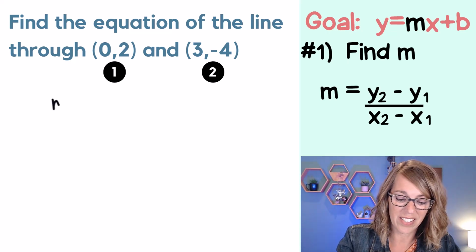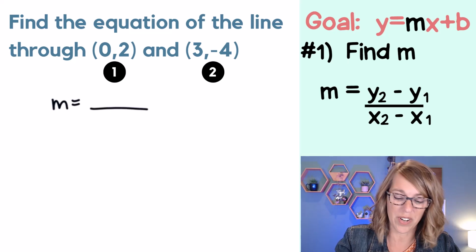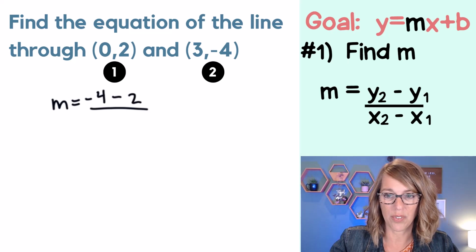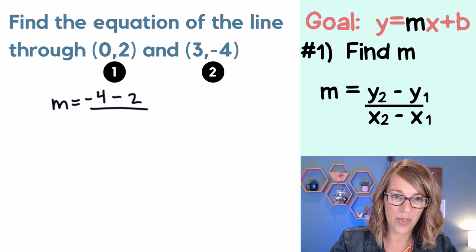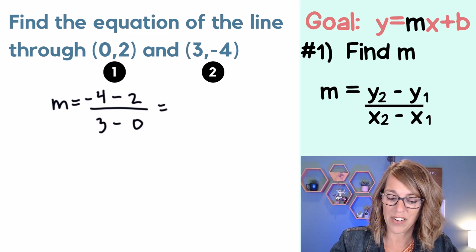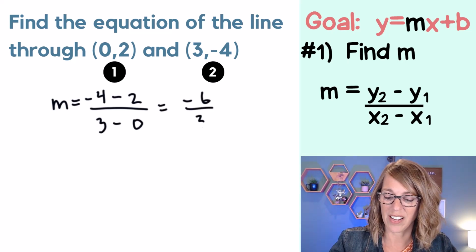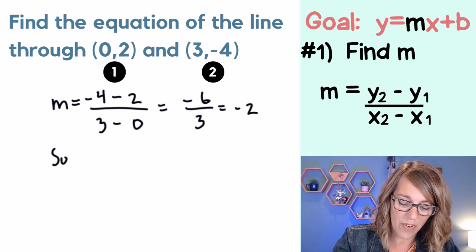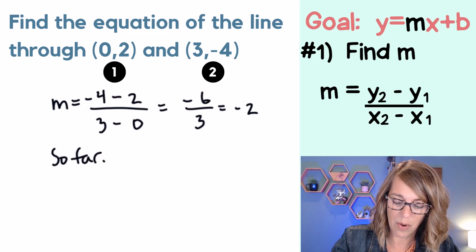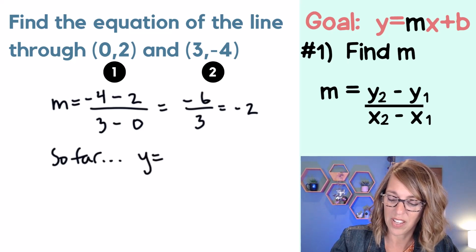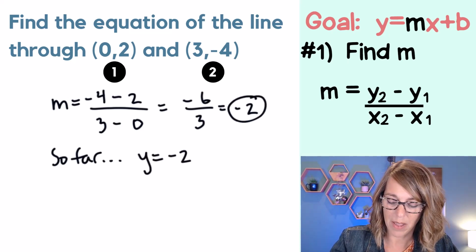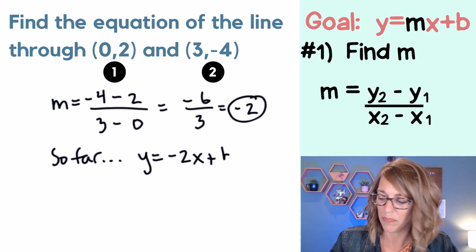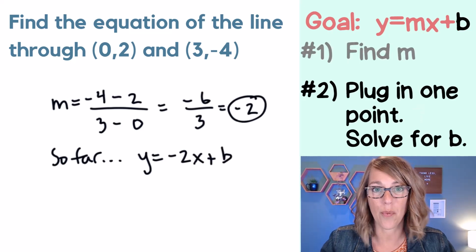So m is equal to the difference in my y coordinates. So y2 minus the first y, which is 2, divided by the difference in the x coordinates. So that's going to be 3 minus 0. In my numerator, I get negative 6. Denominator, I get 3. So I get a slope of negative 2. So far, I've got, for my equation, y is equal to negative 2 replaces m, x plus b. Now my next step is to figure out what b is.